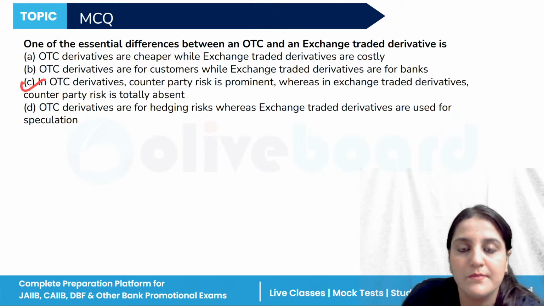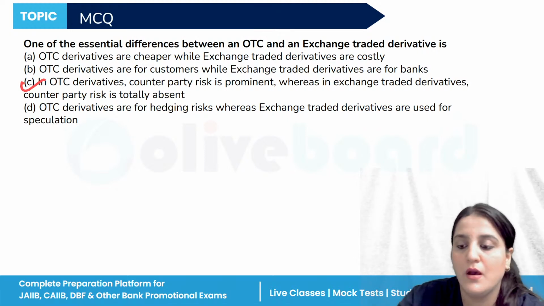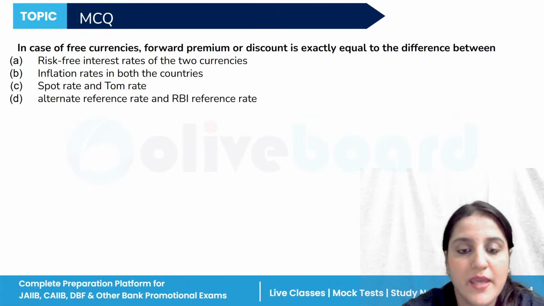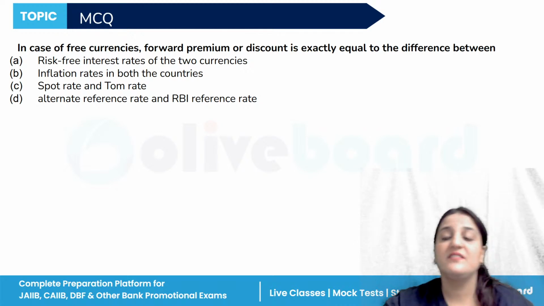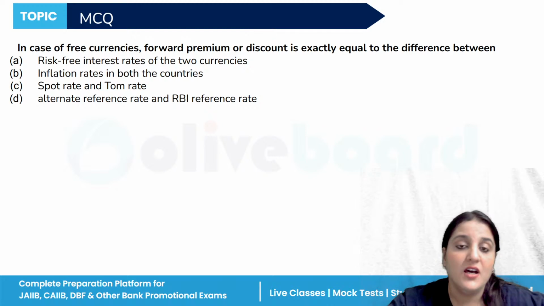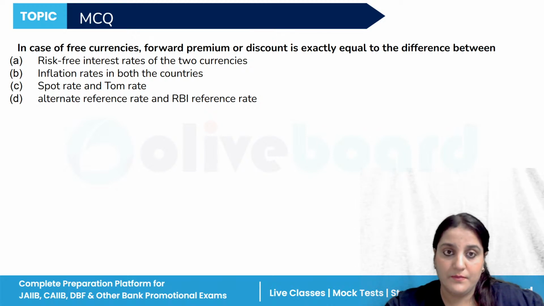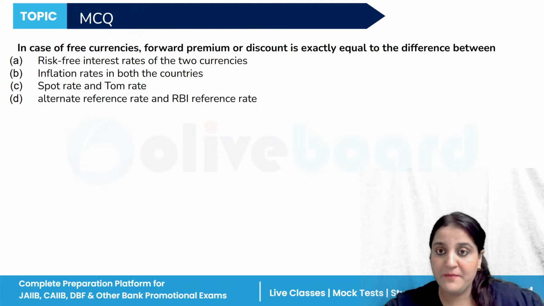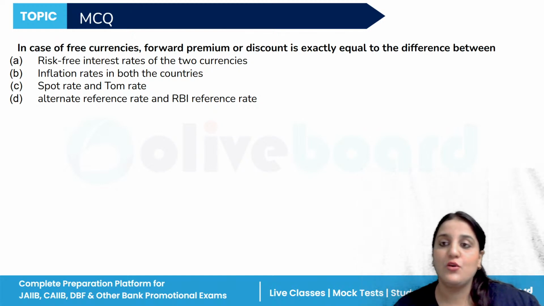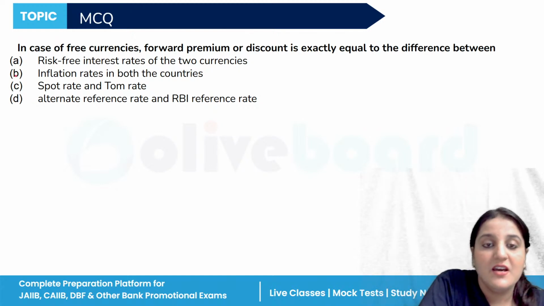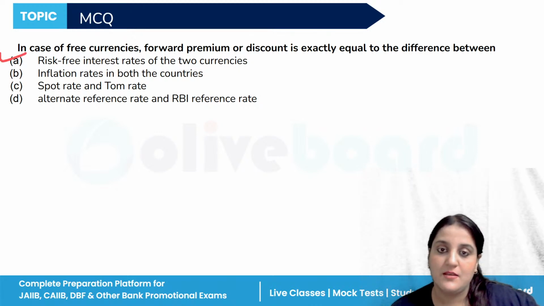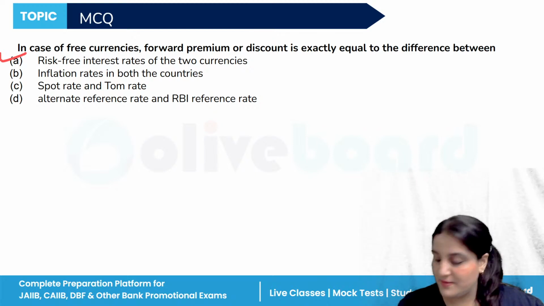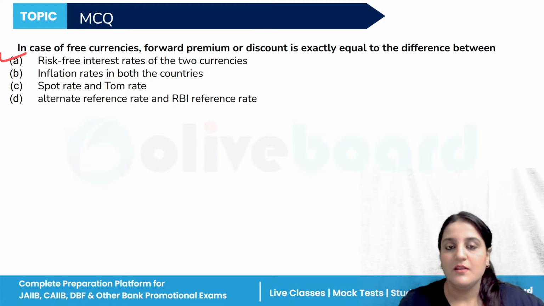Now, in case of free currencies, forward premium or discount is exactly equal to the difference between the risk free interest rates of the two currencies. So option A is correct.